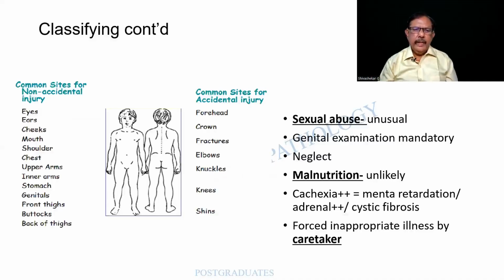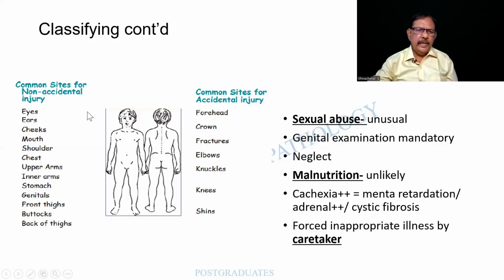The classification being continued. Now, what are the common sites and the non-common sites? This is important because at a postmortem, when we are to examine and to give an opinion, there should be some amount of common sense and possibilities, under which the common sites are the forehead, the crown, fractures will be possible, elbows, knuckles, knees, and shins. Probably these are all the orthopedic region. So for accidental injury, these are the things.